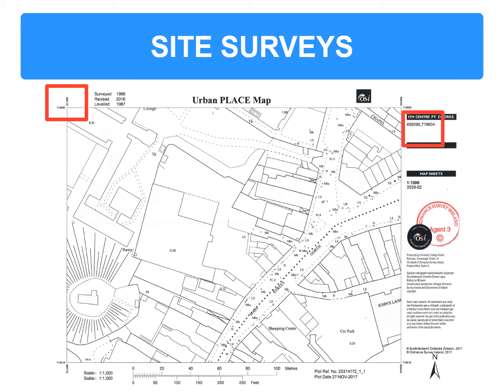Some information that you can take from these Ordnance Survey maps is the eastings and northings, so locating it on the planet. You can see the center point coordinates are taken here. We can see the scale of this map is at 1 to 1000. And we have the survey information at the top here. This version of the map was surveyed in 1988, revised in 2016, and the levels were placed down in 1987. So it's quite a long time ago.